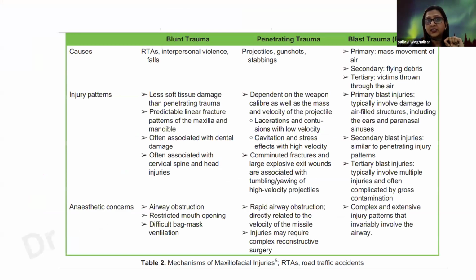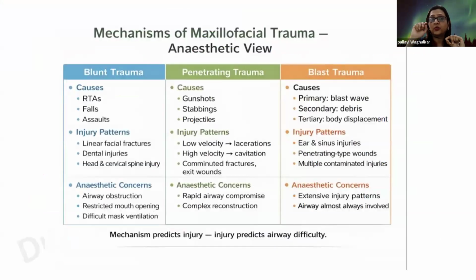So these articles give us a big chart of mechanisms of maxillofacial injuries. From the anesthetic point of view, if there is blunt trauma, maybe in cases of RTAs, falls or assaults, there might be linear facial fractures and dental injuries. The anesthesia concerns will be airway obstruction, restricted mouth opening, and difficult mask ventilation. If there is penetrating trauma because of gunshot, stabbing, or projectiles, there will be rapid airway compromise, and later on there will be complex reconstructions in these cases.